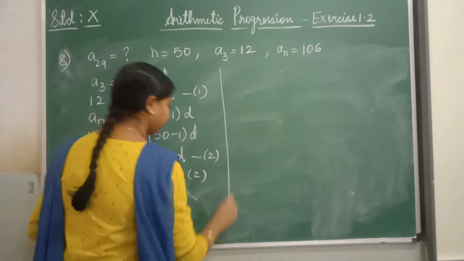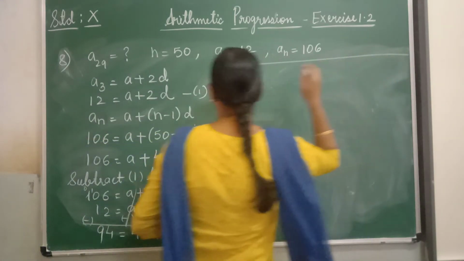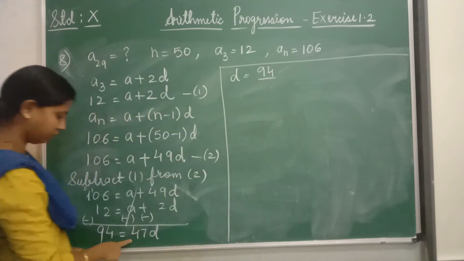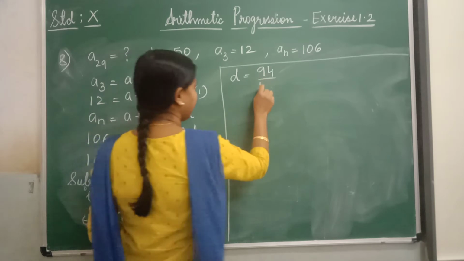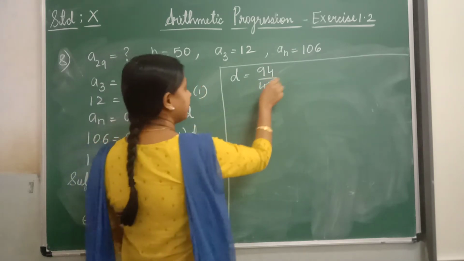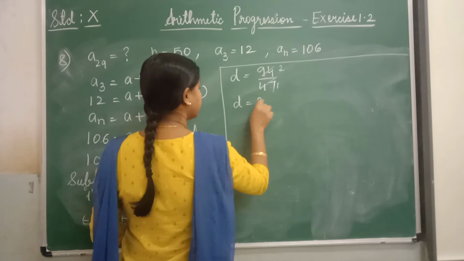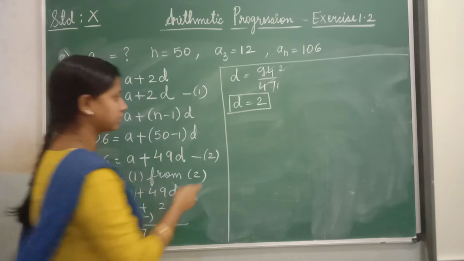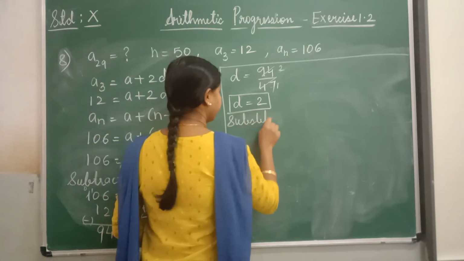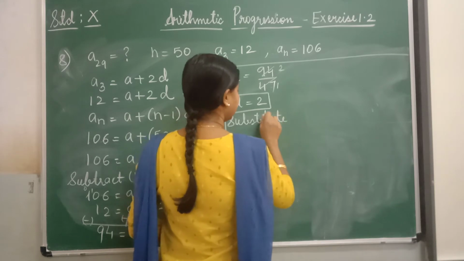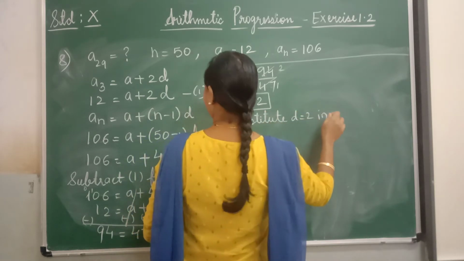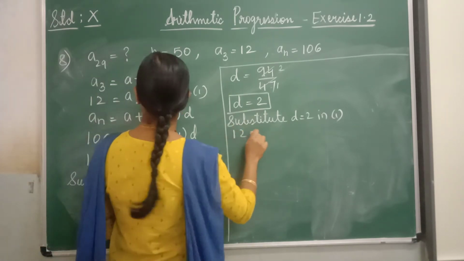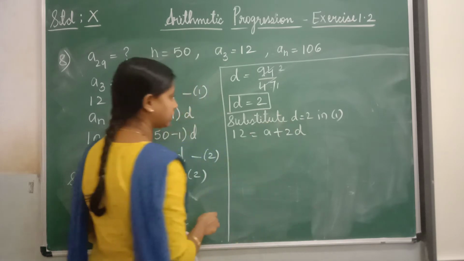So now you can find the value of D. D will be equals to 94 divided by 47, on the other side divided by 47. So 47 ones are 47, 47 twos are 94. So D is equals to 2. We got D now. Substitute the value of D in any one of the equations. D is equals to 2 in 1. Whichever is easier to simplify, you can substitute in that. So 12 is equals to A plus 2D is the first equation. I will substitute in that.